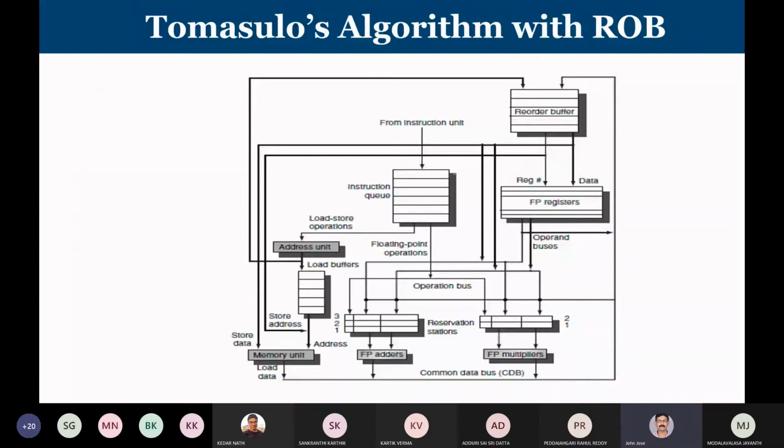So here you have your instruction queue and the functional units. Now, when will issue happen? Issue is in order. What do you mean by issue? Pulling operations from the instruction queue and pushing them into the various reservation stations is known as issue.